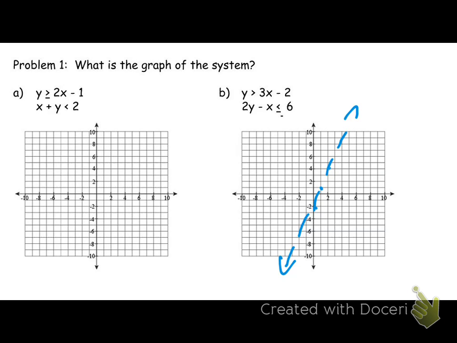So here's y is greater than 3x minus 2. Mr. McKinney was absolutely correct. Starts at -2, goes 3 up, 1 to the right, 3 up, 1 to the right. And it's a dashed line because it doesn't have the equal to line.